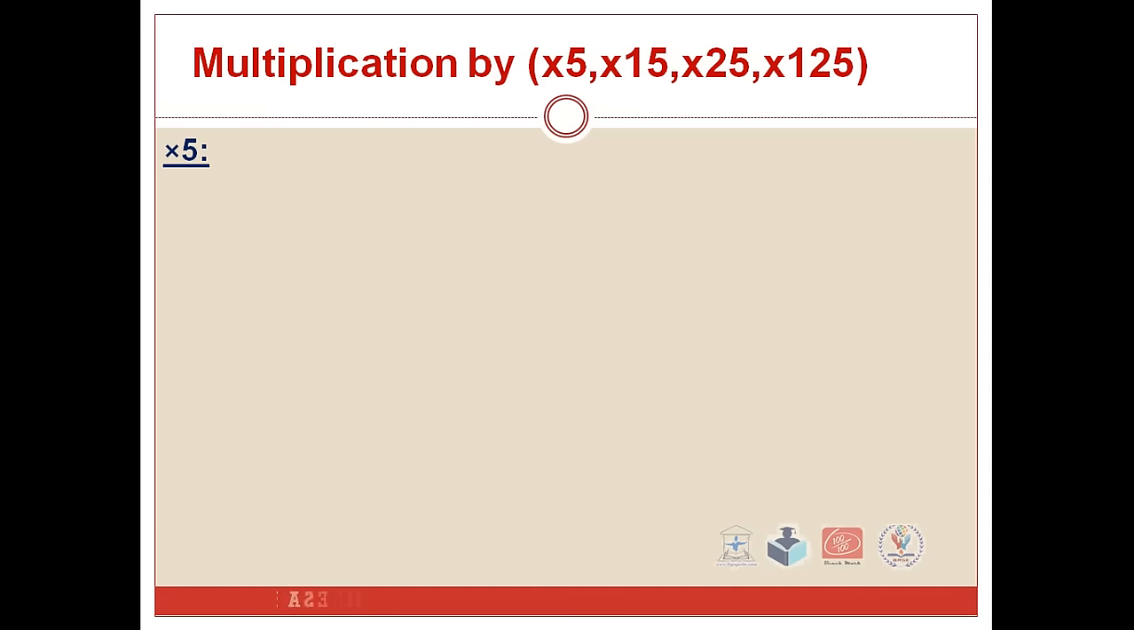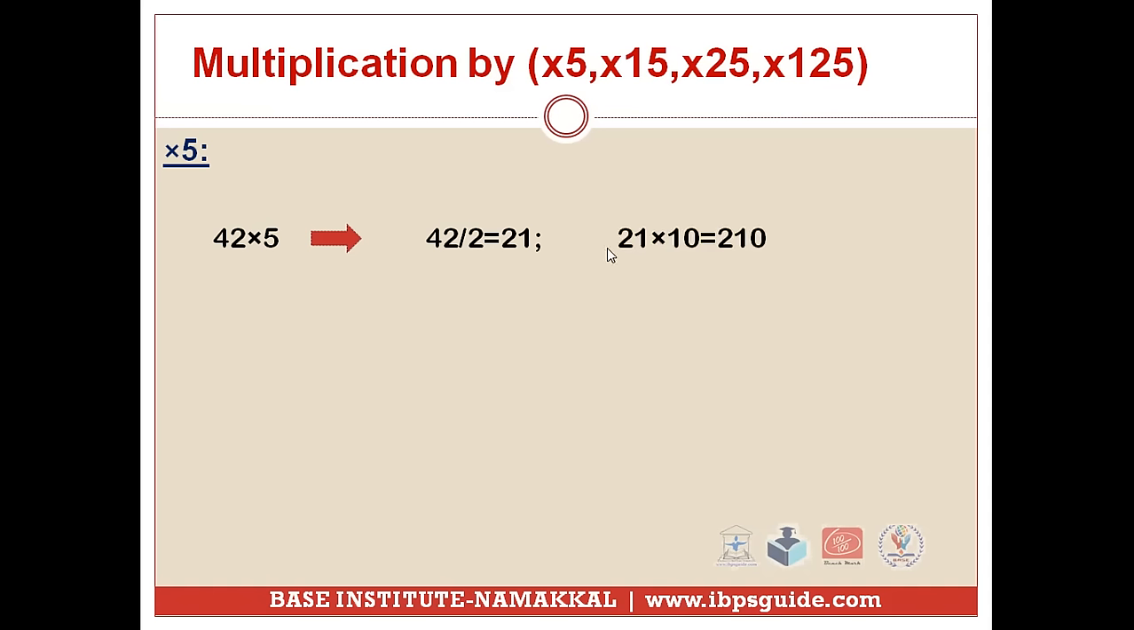First of all, multiplication by 5. Any number, whether it is odd or even, we have to divide the number by 2 and then multiply the resultant number with 10. Friends, just clearly understand the concept from the coming examples. Here we are going to multiply 42 with 5. First we have to divide the given number by 2, which gives 21, and then multiply the resultant number with 10. Therefore we get the answer 210.